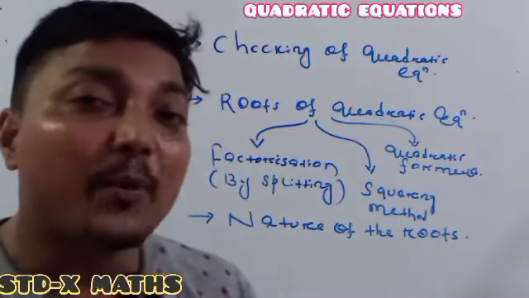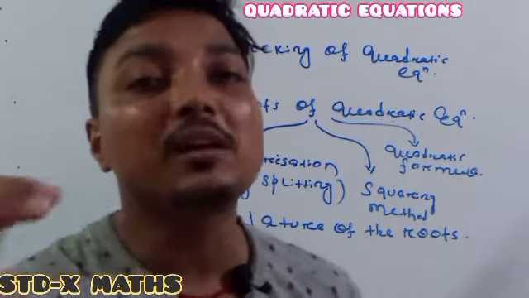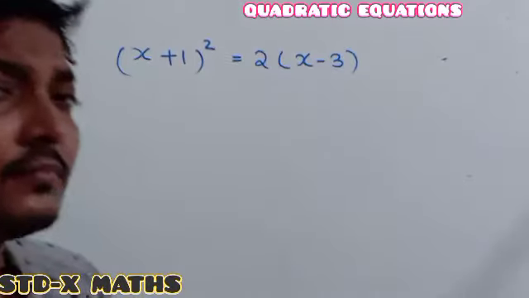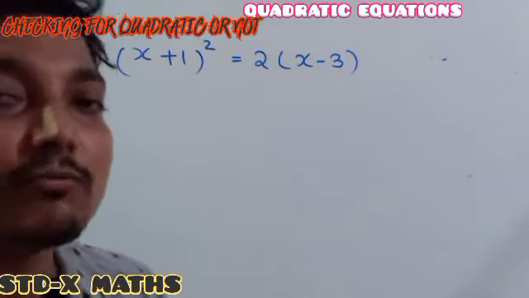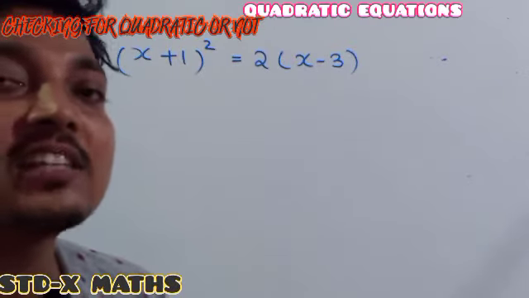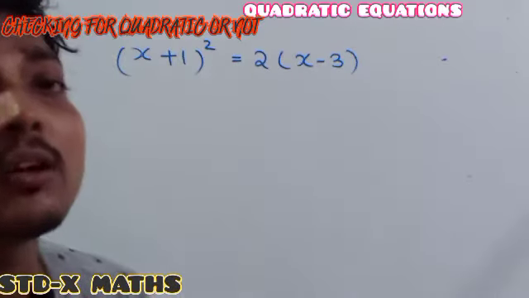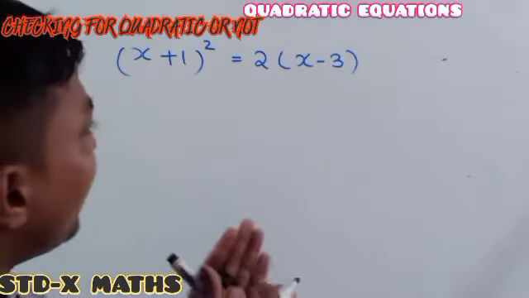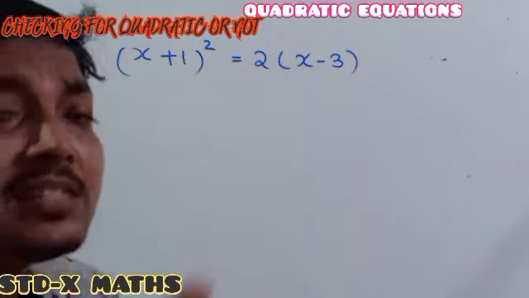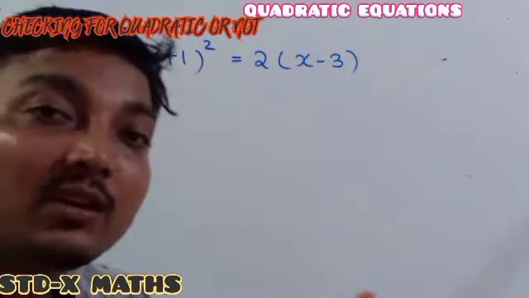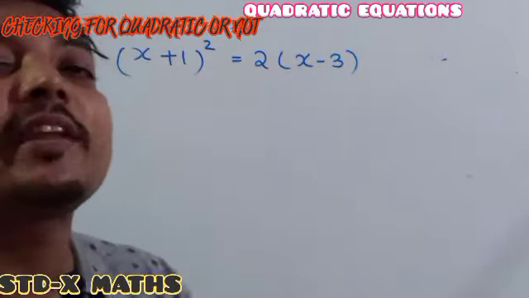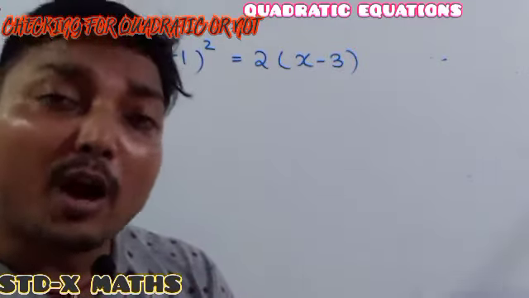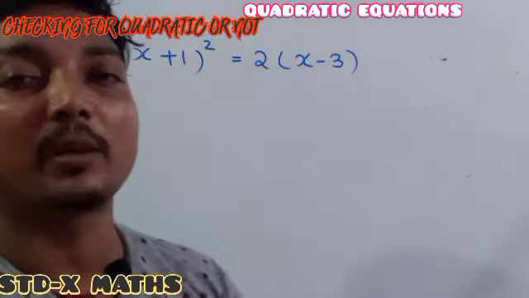Understood? So the first point is we have to check which equation is our quadratic equation or not. See, one equation is given here, and it is asked that you just have to check whether it is in the quadratic equation form or not. Just remember one thing, whenever this type of bracket is there, by seeing it one cannot say whether the equation is in the standard form of our quadratic equation or not. So for that you have to open the bracket.